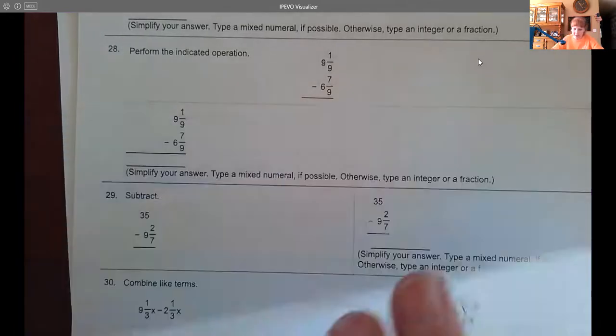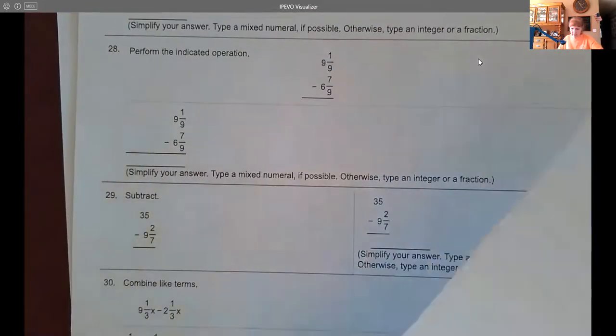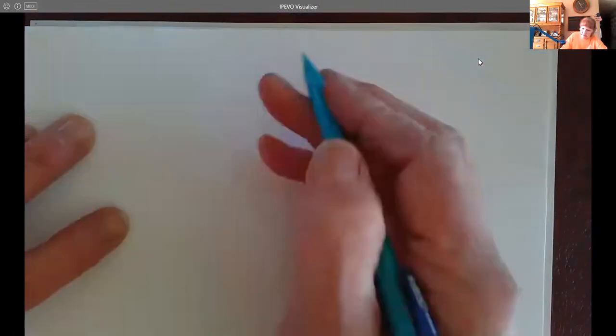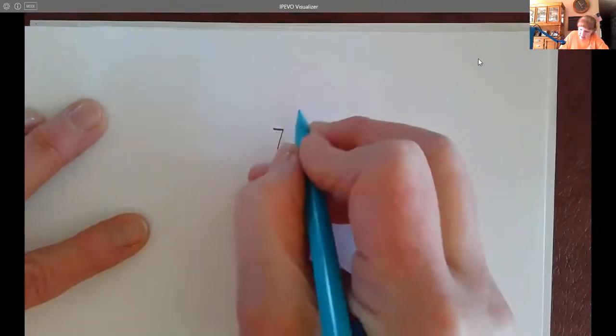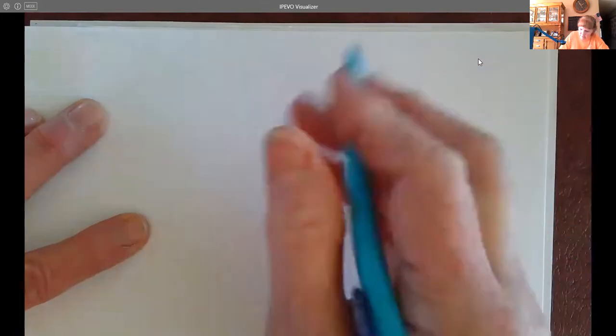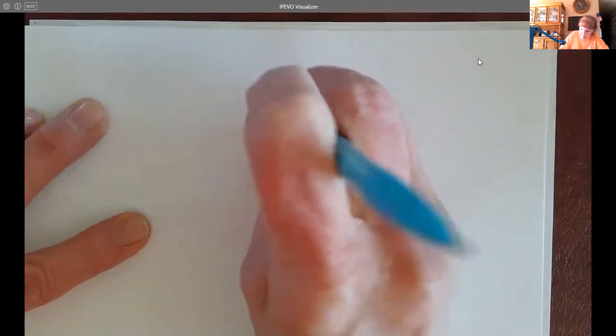Maybe we can practice this borrowing idea. The next one is one that I want. So I'm going to make one up just to practice that idea so you understand it. Let's do another borrowing just in case. Okay, let's say we have 7 and 3/5. I'm going to draw that a little bit better.